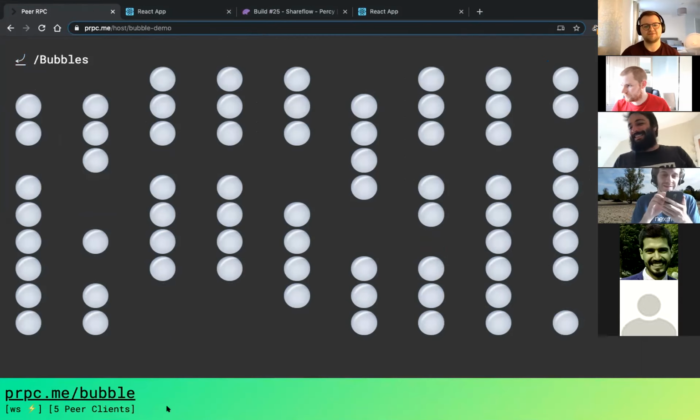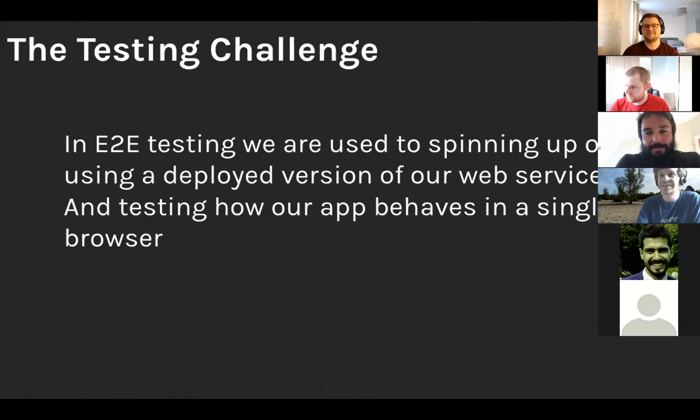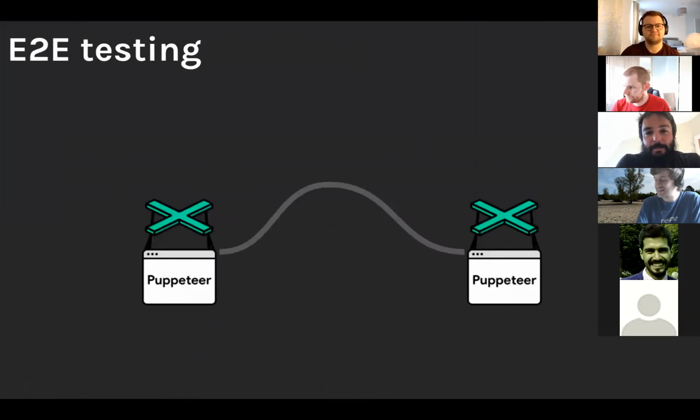So what's the testing challenge with peer-to-peer content? Well, the problem is that usually when we're doing end-to-end testing, we're used to spinning up or using a deployed version of our web service. And then we test how our app behaves in a single browser. So we'll open a single instance of Chrome or Firefox or whatever browser we want. We'll click around in that application. That app will normally send requests to a server, render some new data, and we'll check the data renders correctly. The problem here is we don't have a web server other than that initial connection. So how can we actually test this with multiple browser windows?